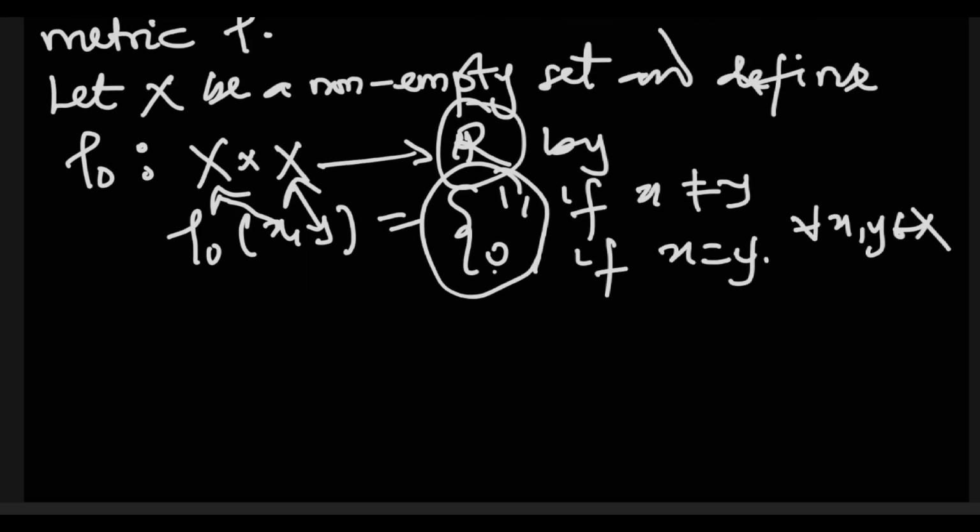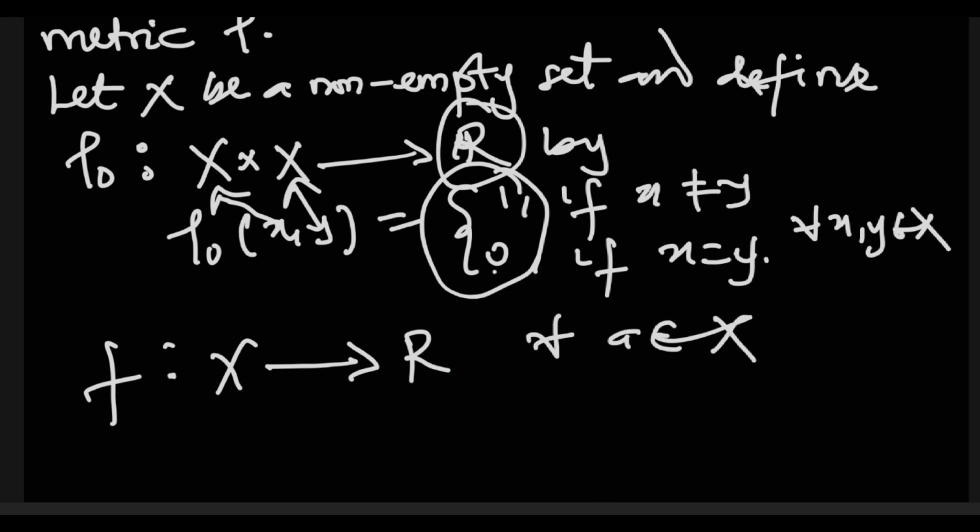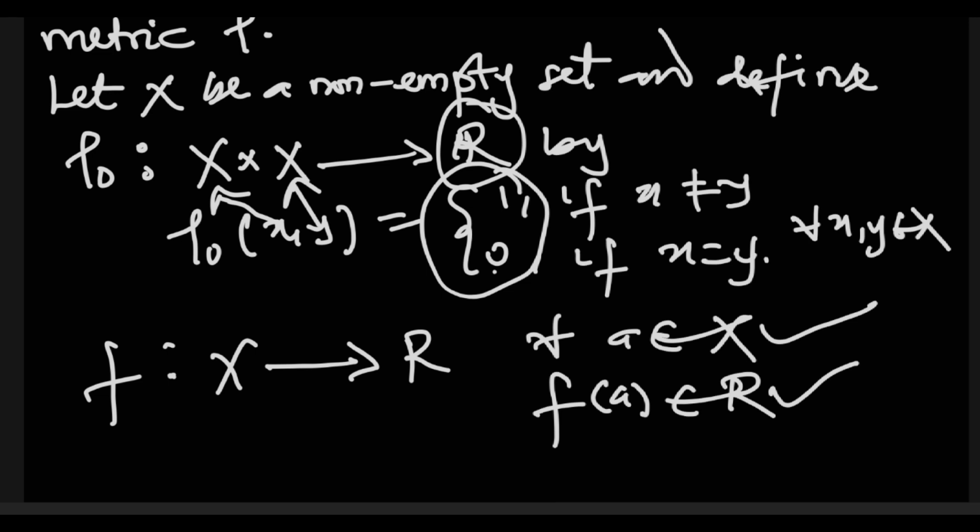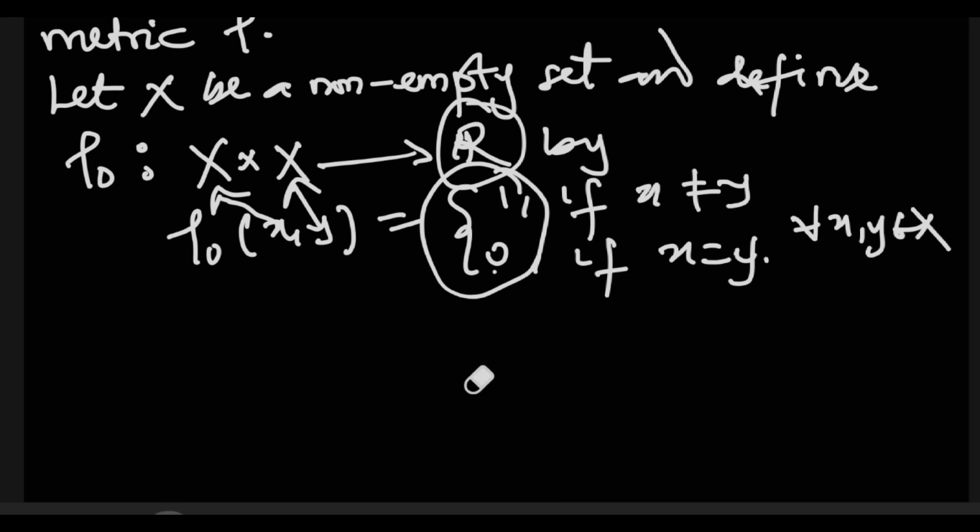So when you have something like this, a function from X going to R means for all, let's say, a in X, when your f works on a, then this will be in R. That's what it means. This will be the range, right? And this is the domain. All right. So back to the metric, because sometimes terminologies are actually important.